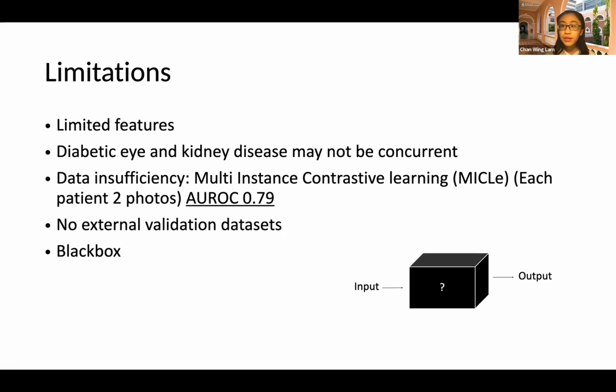So we also tried to apply multi-instance contrastive learning. The only difference between this and simple instance contrastive learning is that for the very first step, we use 2 photos from each patient. So instead of using all 30,000 images, we can only use 6,000 for 30,000 patients. So even with that data insufficiency, we were able to achieve an area under curve of 0.79. So we're confident that if we had more data, we will be able to further improve the performance of the model.